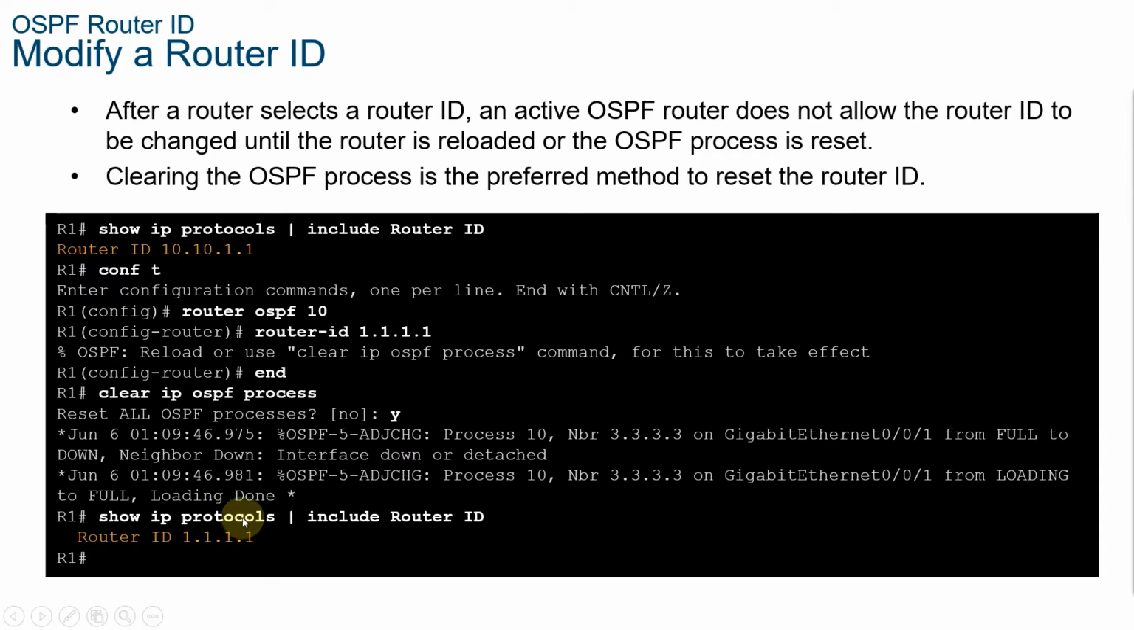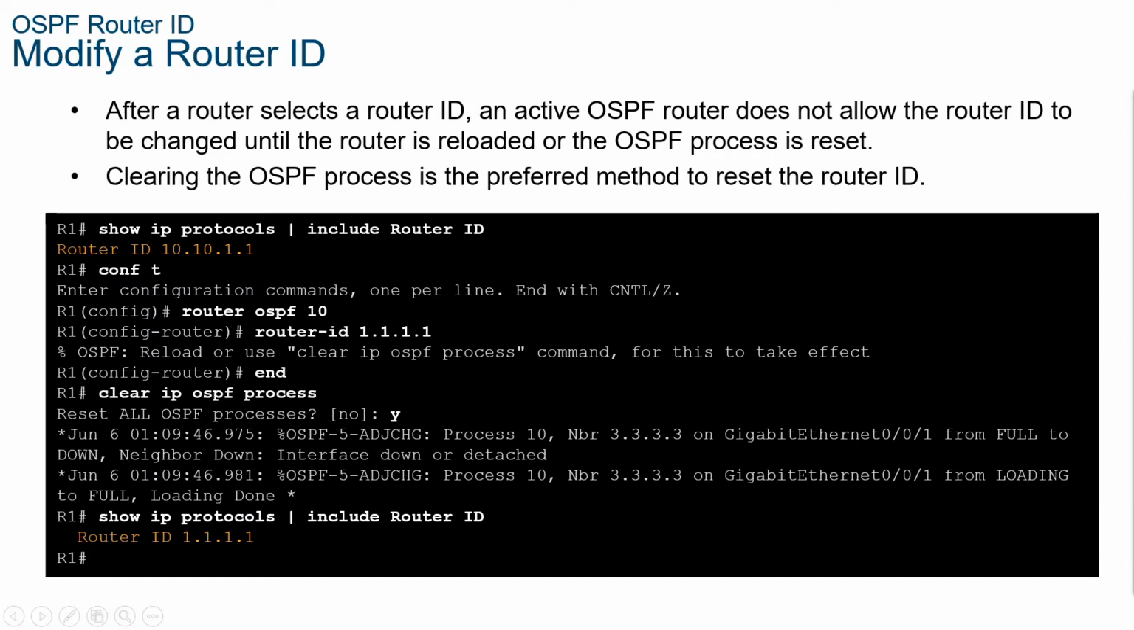All right. So notice that the current router ID is 10.10.1.1, which is the loopback 0 IP address. The router ID should then be 1.1.1.1. So therefore, R1 is configured with the command router-id 1.1.1.1.